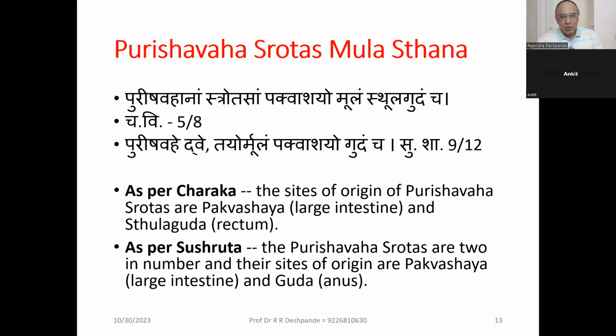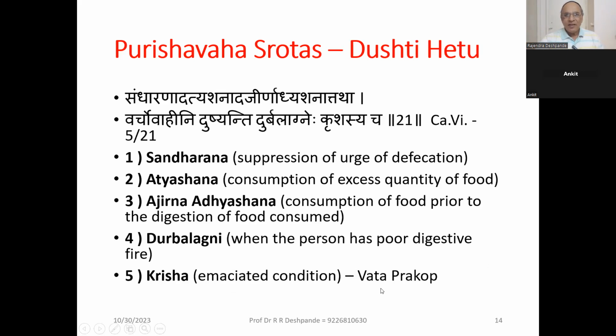Okay. As per Sushrut, the Purishavahasrotas are two, always dve. Sushrut, dve. Two, okay. And their site of origin are Pakvashaya, large intestine, and Guda, that is anus. Now, Dushti Hetu, Sandharana, Atyashanat, Ajirna Adyashanat Tatha, Varcho Vahini Deshpande, Durbal Agnehe, Krishasya Cha.